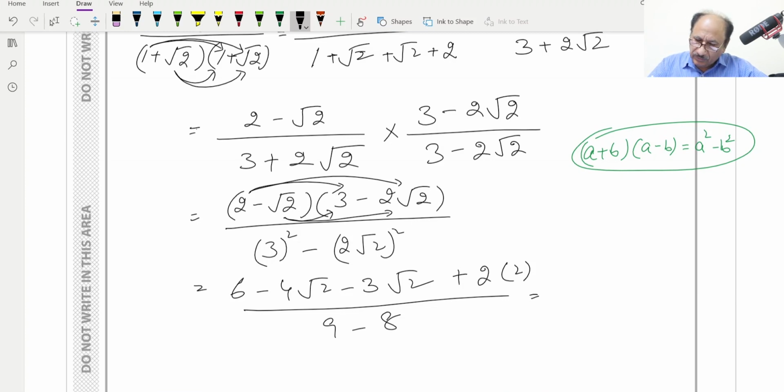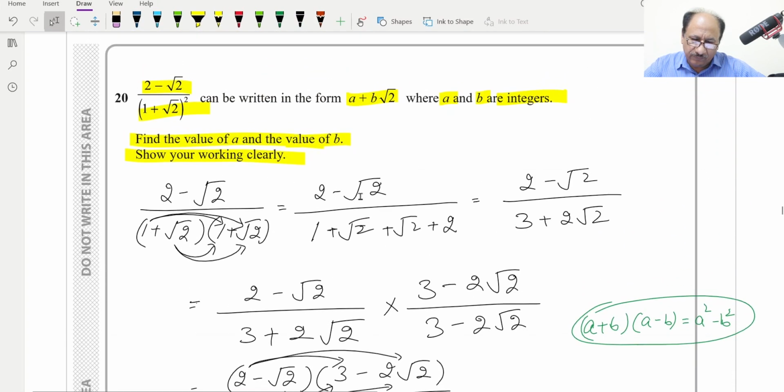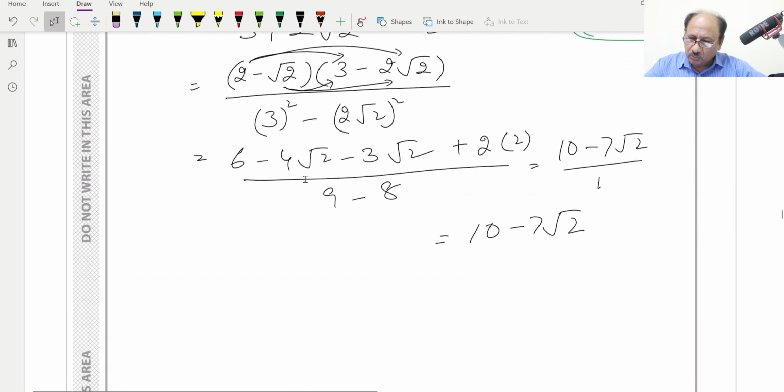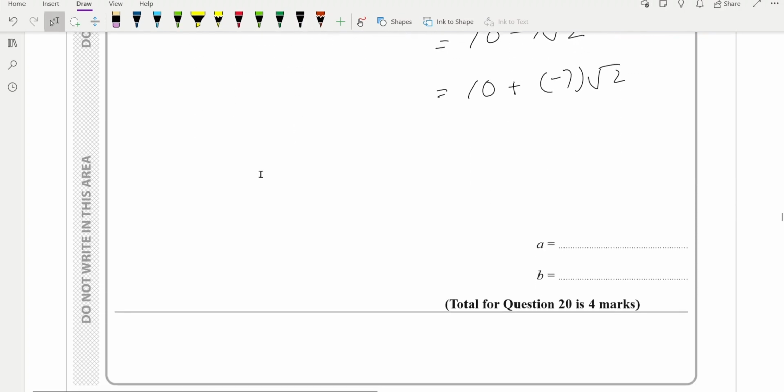So 4 and 6 will be 10, and this will be minus 7 under root 2, over 1. We can rewrite it as 10 minus 7 under root 2, and this is the same format which they were looking for: a plus b under root 2. So we can rewrite it as 10 plus minus 7 under root 2. The a value is 10 and the b value is minus 7. This is done.